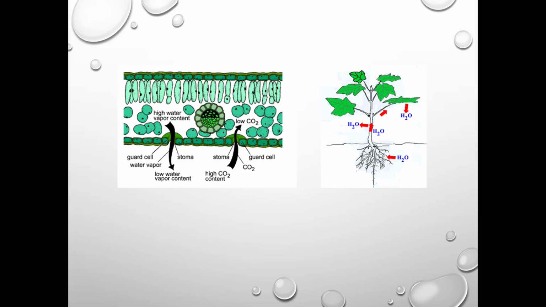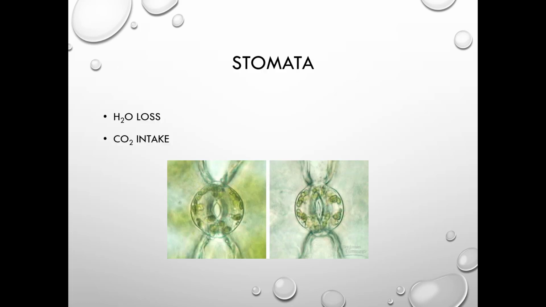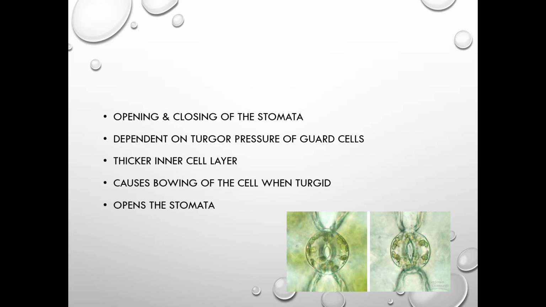And here's another picture of the leaf with the water vapor leaving, and just a graphic of the water coming up through the roots, through the xylem, and out through the leaves. So the stomata can protect from H2O loss if it closes. It can also be responsible for bringing in CO2. So opening and closing the stomata is dependent on the turgor pressure of the guard cells, and that's a thick inner cell layer. It causes bowing of the cell when turgid and opens the stomata.